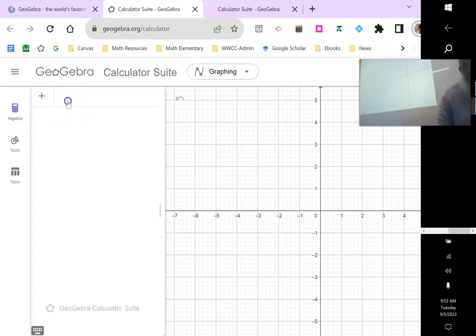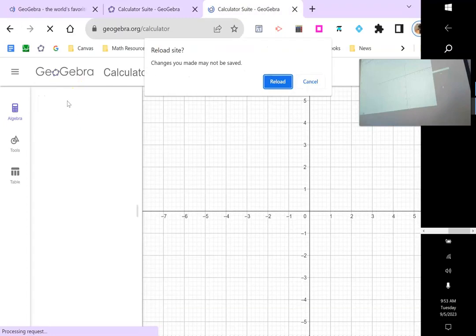Okay, so let's go back to this one. So what was our function again? F of x equals, and it was what? 3x plus 4 in the denominator?